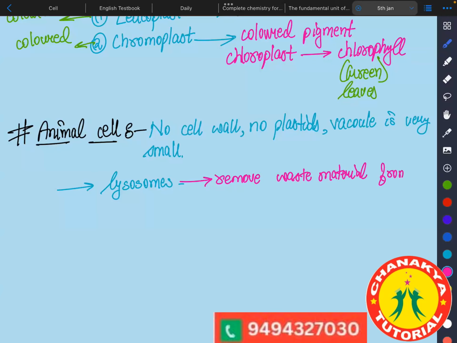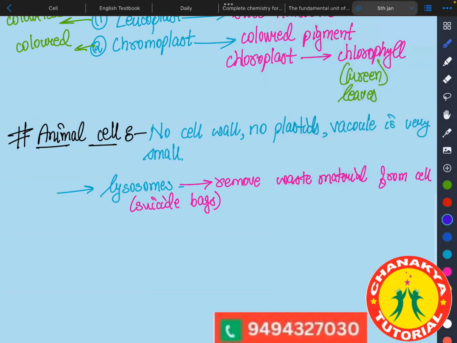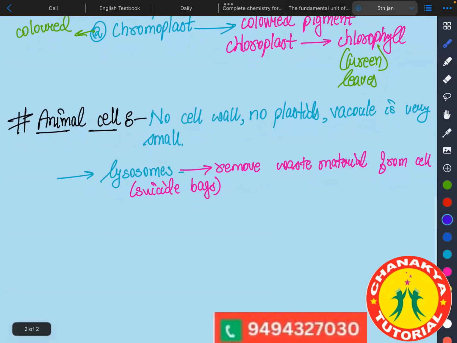Sir, are lysosomes present only in animal cell? They are known as suicide bags. So actually, lysosomes are present in all animal cells, whereas they are very rare in plant cell.